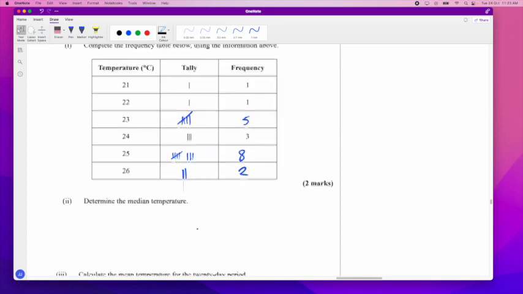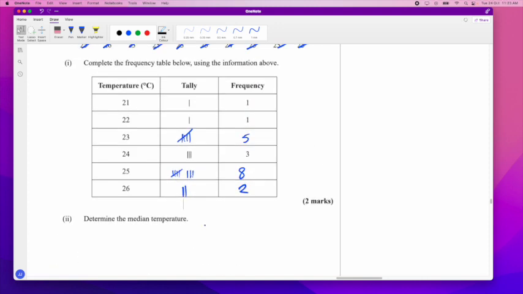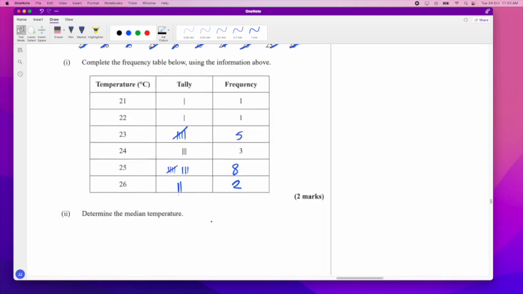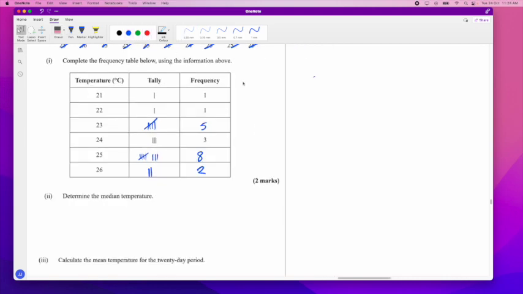Determine the median. The median in a frequency distribution. Okay, so for the median, I'm going to need to find the cumulative frequency. So I'll put a cumulative frequency part here. And that will be 1. 1 plus 1 is 2. Plus 5 is 7. Plus 3 is 10. Plus 8 is 18. Plus 2 is 20. So I have my 20 days.